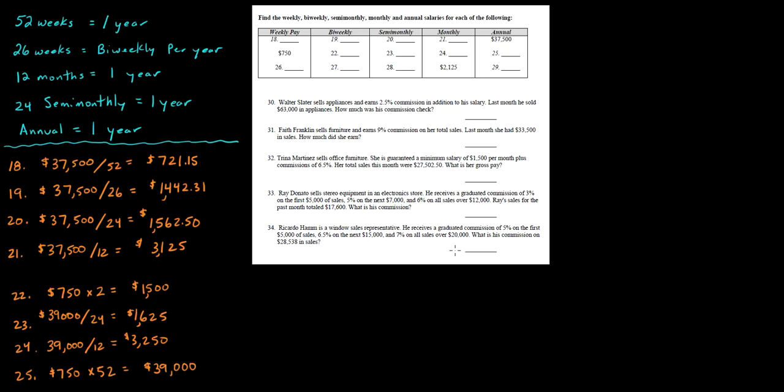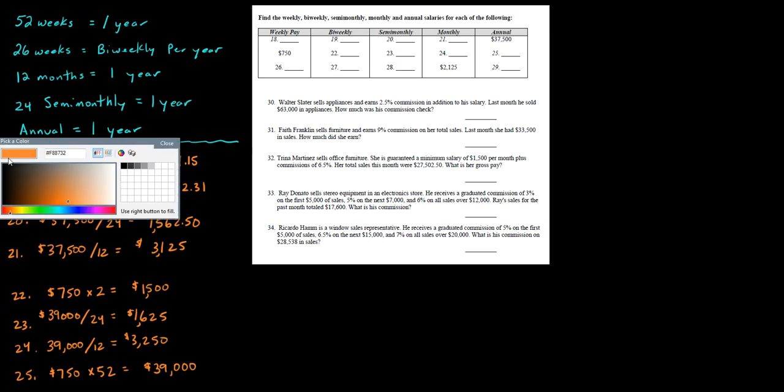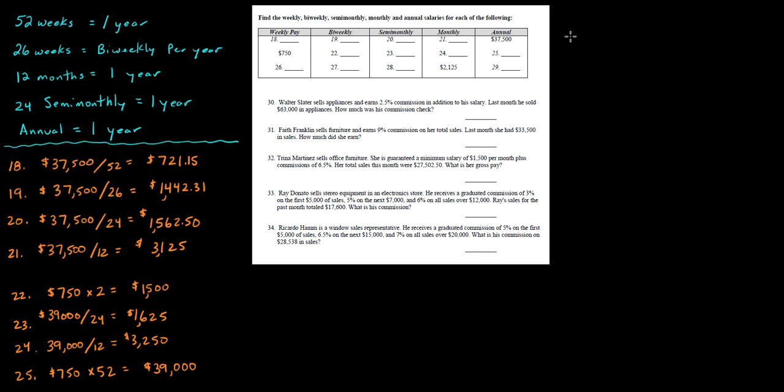All right, let's go ahead and I'm going to switch up colors here so that we can head into some of these other problems. Let's go ahead and undo that. So what I've got on number 30 is a piece rate formula problem. 30 is saying that I earn 2.5% commission on all of the sales that I have.